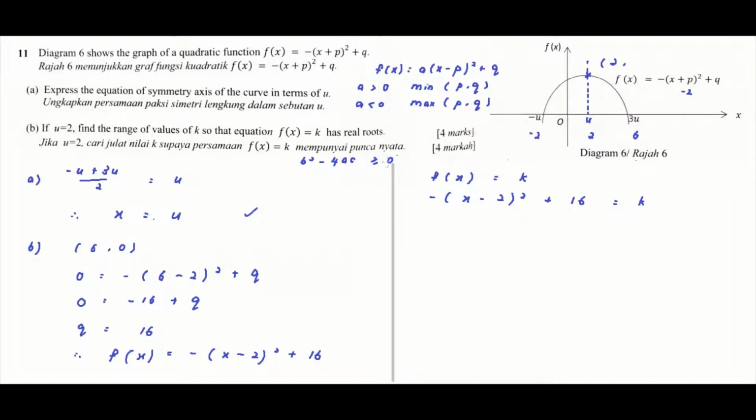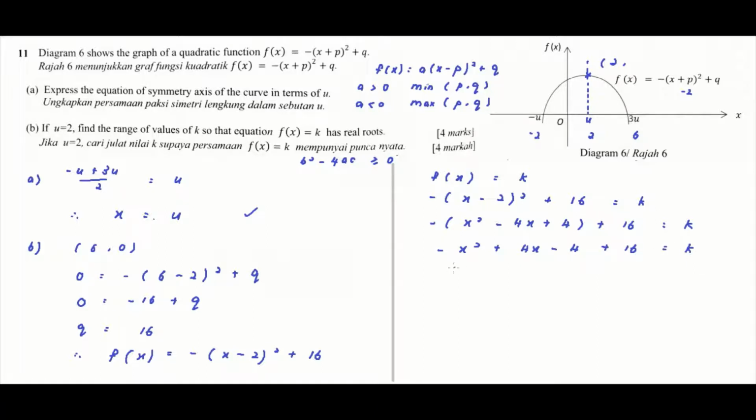Before we proceed to b squared minus 4ac, we need to expand this, and after that we arrange everything to get the general form of the equation first, then only can you do b squared minus 4ac. So let us try to expand this. Negative x squared minus 4x plus 4 and then plus 16 equals k. So negative x squared plus 4x minus 4 plus 16 equals k.